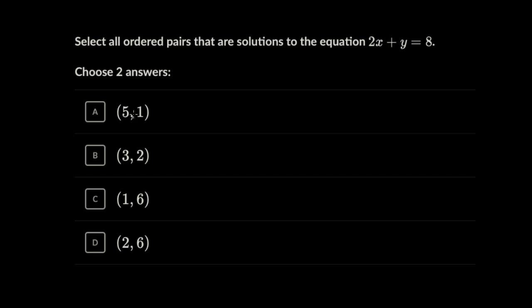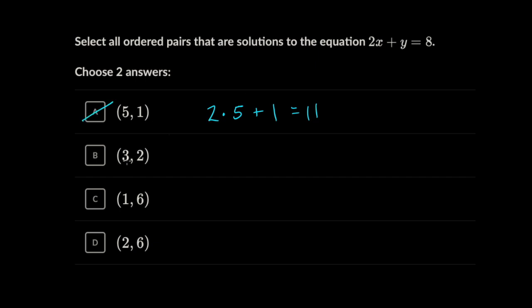So let's try out choice A. If x is 5 and y is 1, then it would be 2 times 5 plus 1. 2 times 5 plus 1 is going to be 10 plus 1, which is equal to 11, not 8. So I don't like that one.